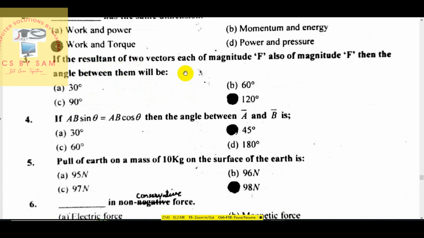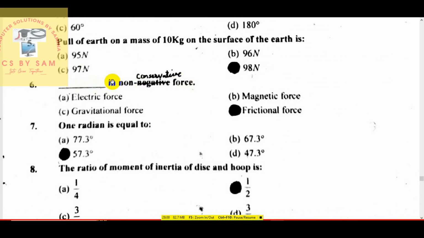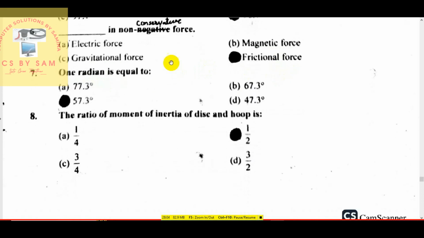If the resultant of two vectors each of magnitude F is also of magnitude F, then the angle between them will be 120. If A B sin theta is equal to A B cos theta, then the angle between A and B is 45. Pull of earth on a mass of 10 kg on the surface of earth is 98 Newton.